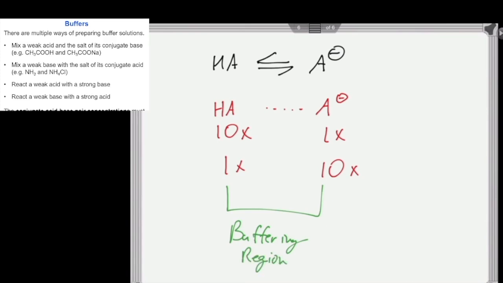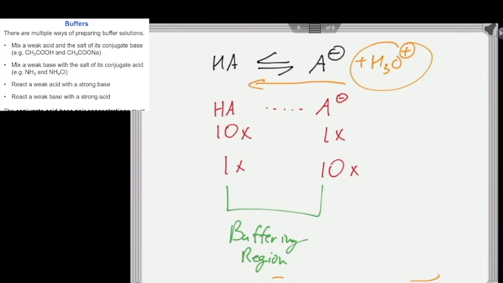The reason why is if I start going beyond this, if I had 50 times the HA relative to A minus or 50 times A minus relative to HA, it's not going to act like a really good spring. Remember the whole purpose of this is if I were to add H3O plus to the solution, adding this will tend to push the equilibrium this way.